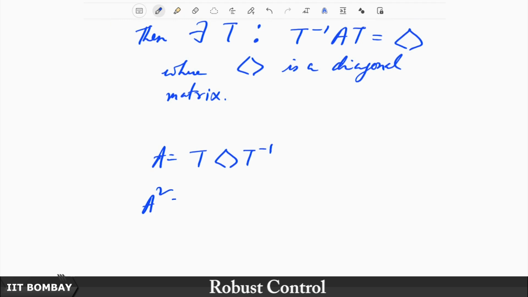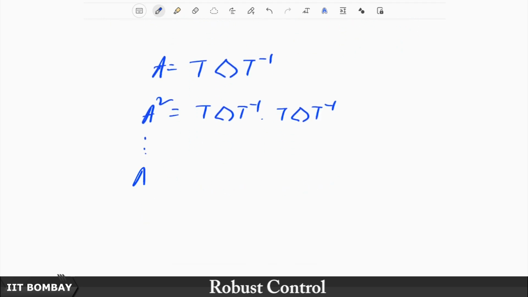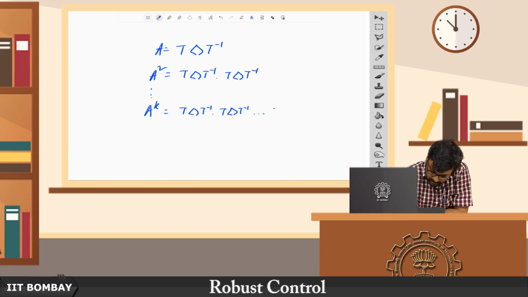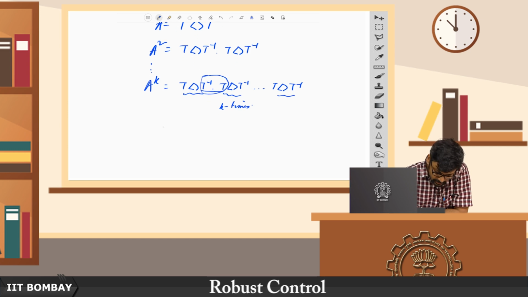So, A squared is equal to T lambda T inverse times T lambda T inverse, so on till we take the generic term A to the k, which is equal to T lambda T inverse, T lambda T inverse, and so on, likewise T lambda T inverse, k times like this. But notice that if you pull together terms like these, then they cancel each other. So what we will be left with eventually is nothing but T lambda to the power k times T inverse.